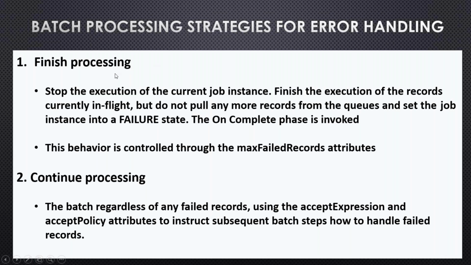If you would like to finish the processing after getting a certain number of errors, we can do that by setting max fail records. And for continue processing, we should keep it as -1. And in the next batch step, we should be able to handle those errors, as I told you, by loading them into a file as failed records, or into a database table, or into a JMS queue, which we can retry two or three more times. If it still fails, then a human can get involved and check why. So this way we do error handling in a batch job.